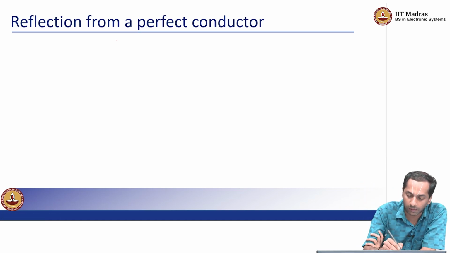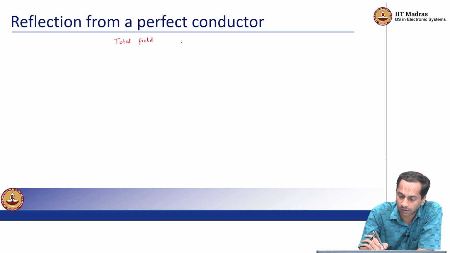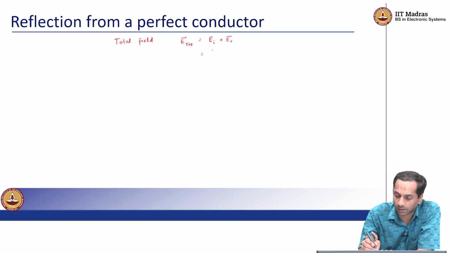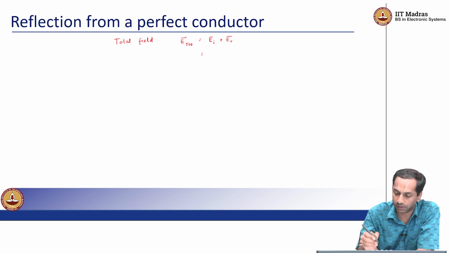Okay, so if I were to look at the total field in medium 1 or region 1, I can simply say that E total is E incident plus E reflected. Okay, but now we can make use of the knowledge we have regarding the field amplitudes.